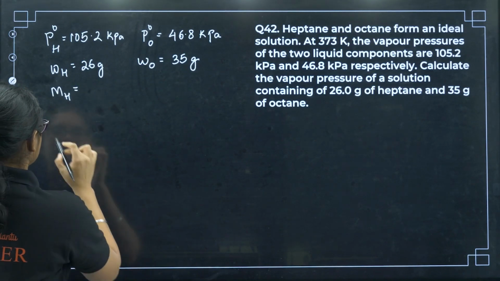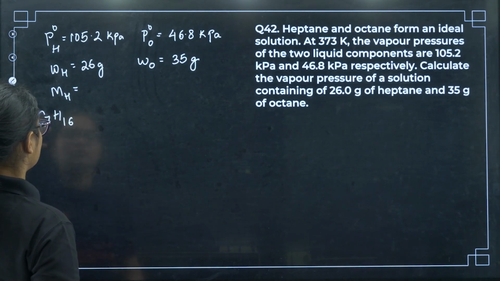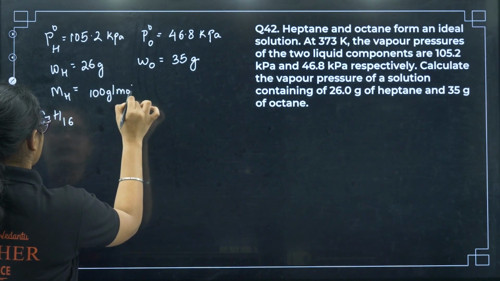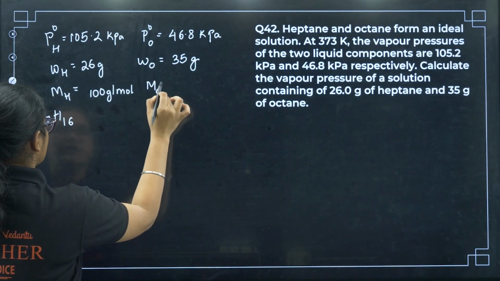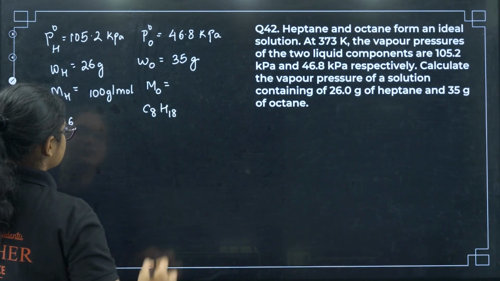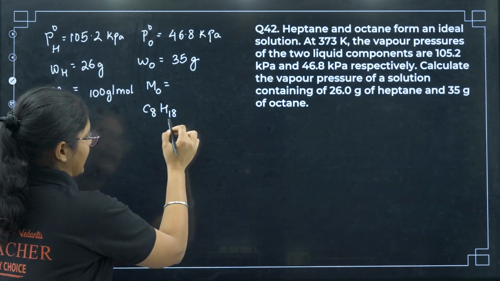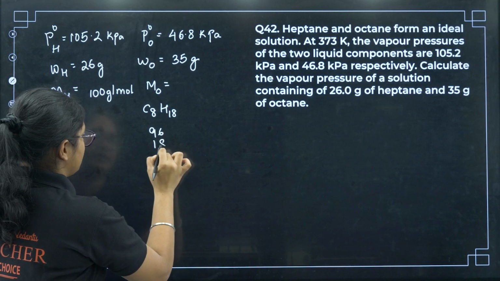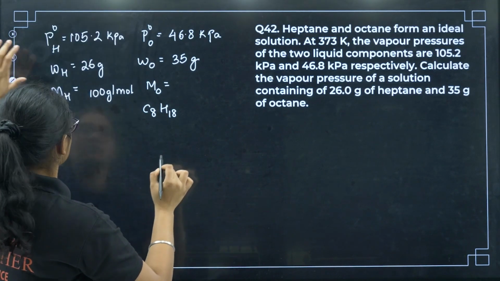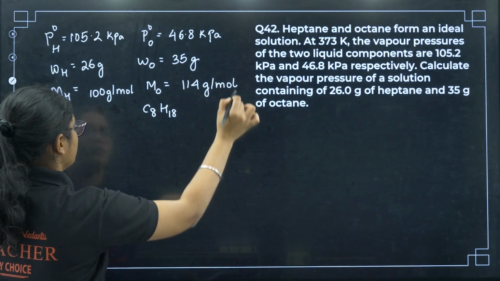So if you see, heptane formula is C7H16, right. So it will be around 100 grams per mole, okay. Now molar mass of octane, if I see, it is C8H18, right. So 12 into 8, 96, 96 plus 18. So that will give me 114, right. So I will write 114 gram per mole, okay.